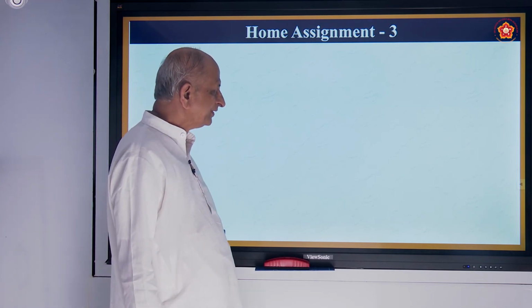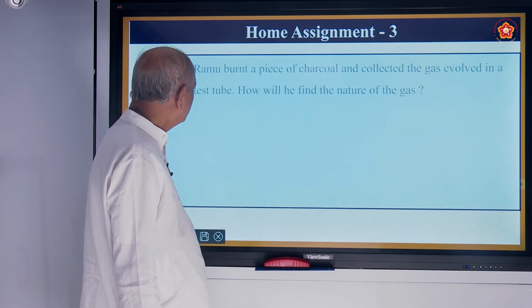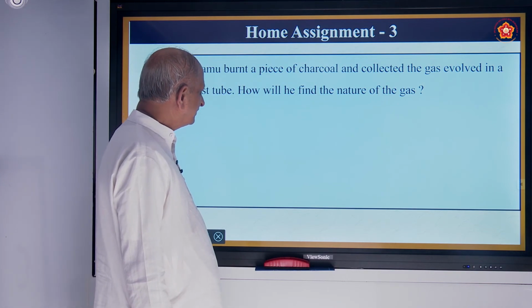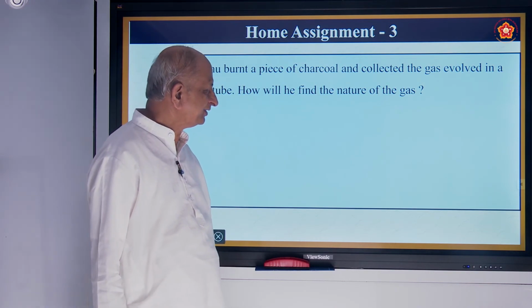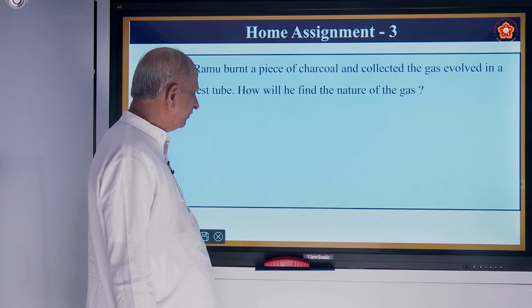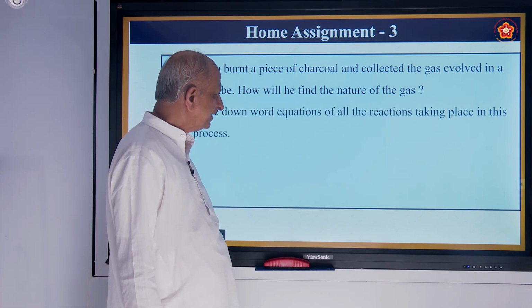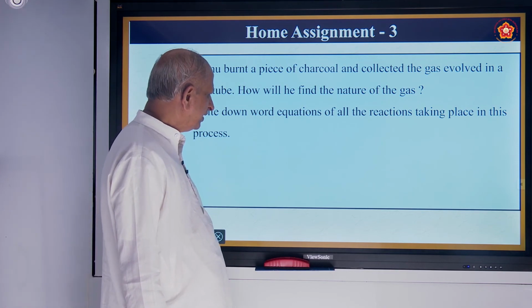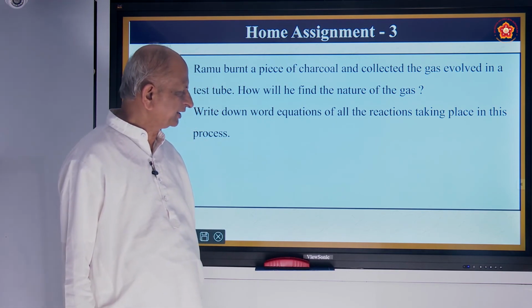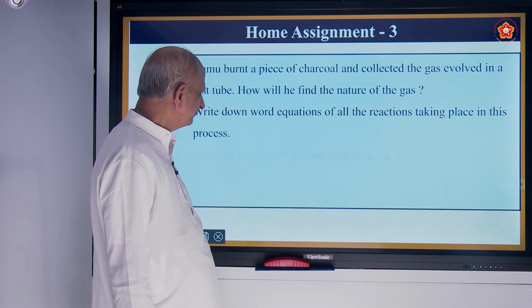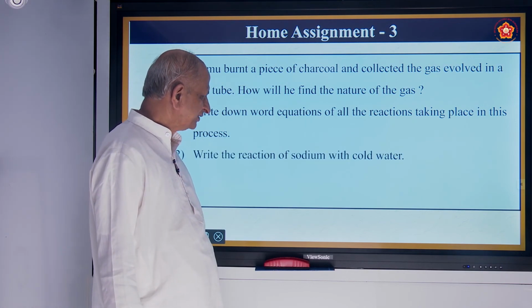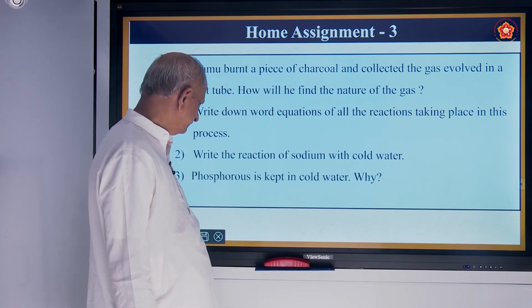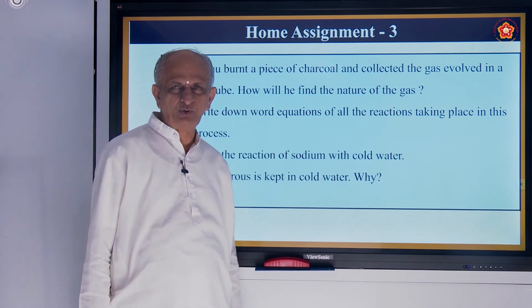Now let us see the home assignment. Ramu burnt a piece of charcoal and collected the gas evolved in a test tube. How will he find the nature of the gas? Write down the word equations of all reactions that take place in this process. Write the reaction of sodium with cold water. Why is phosphorus kept in cold water?